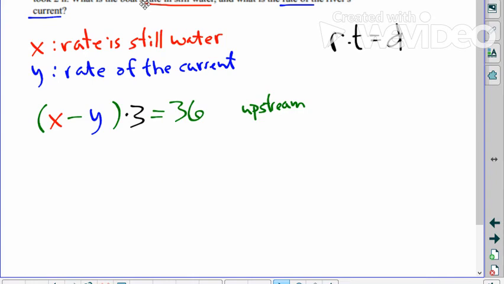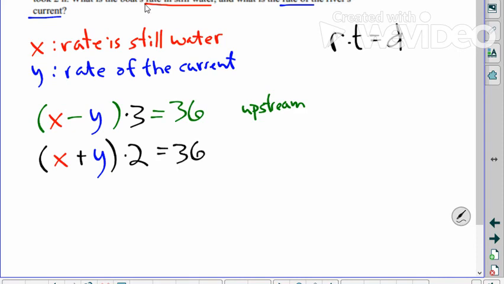We also have a downstream equation where the speed of the boat is working together with the current, so we can go much faster, and we can see that much faster accounted for just 2 hours that it took to do that. And to cover the same 36 miles, this is our downstream equation.